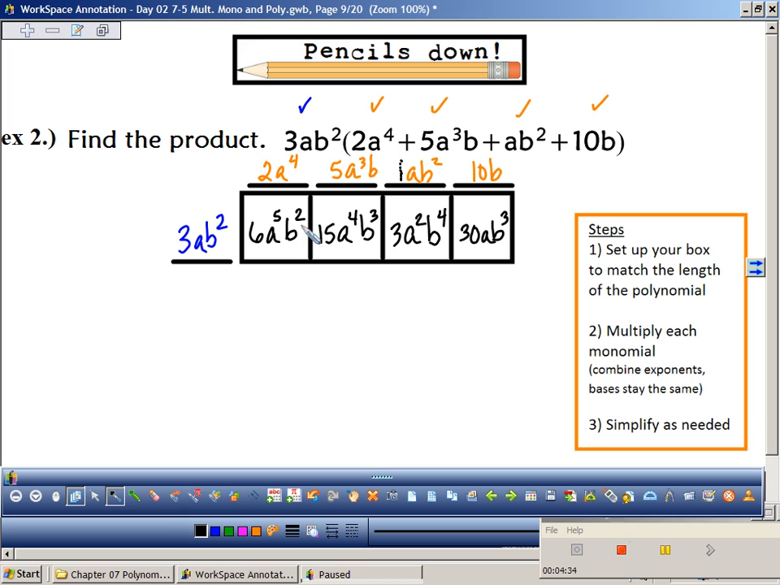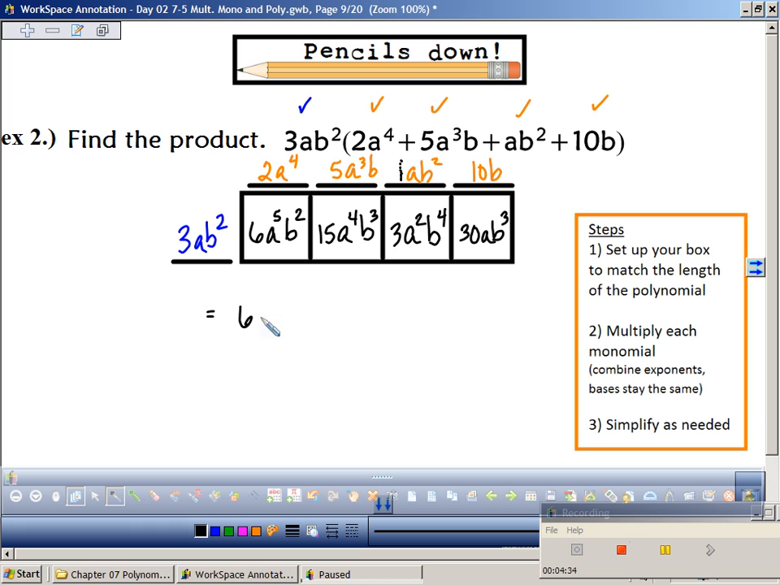Pretty easy. Jesse, do we have anything in here that I can combine? Any like terms? Nope. So that's your answer right there, right? Equals 6a to the fifth b squared plus 15a to the fourth b cubed plus 3a squared b to the fourth plus 30ab cubed. Question? Pretty straightforward, right?